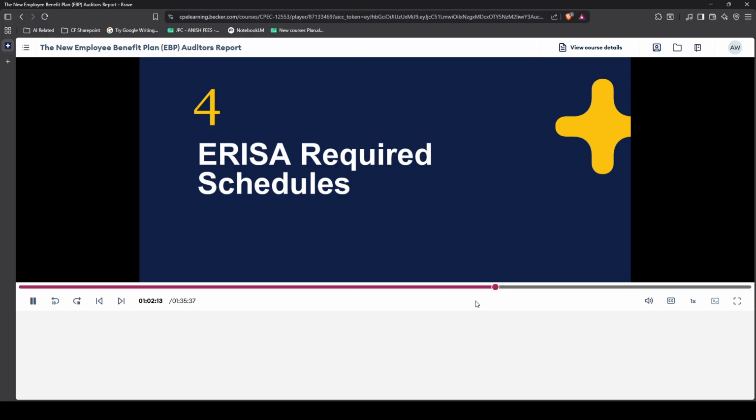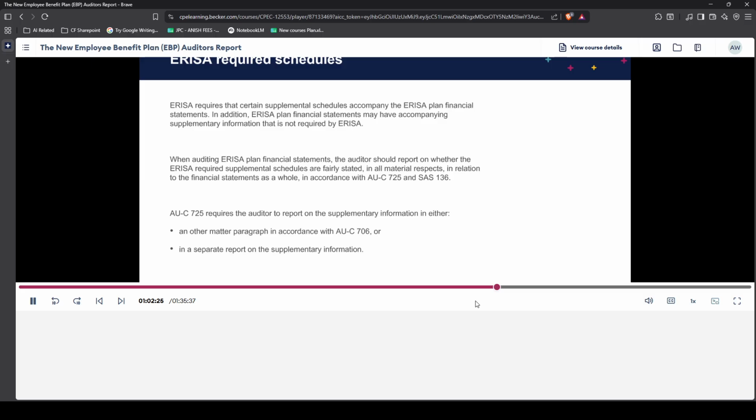So we've been talking a lot about ERISA required schedules. We talked about how we can put them on the face of the report, but we have some choices here. The ERISA required schedules are from ERISA, and they may have accompanying supplemental information that's not required by ERISA. So sometimes you have the required schedules and then some additional schedules.